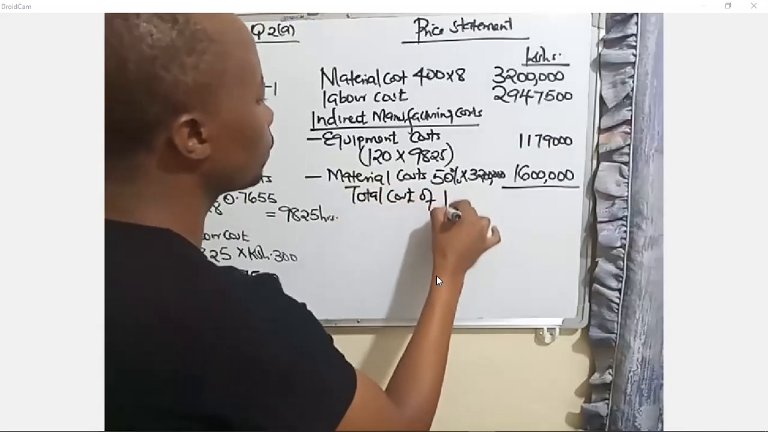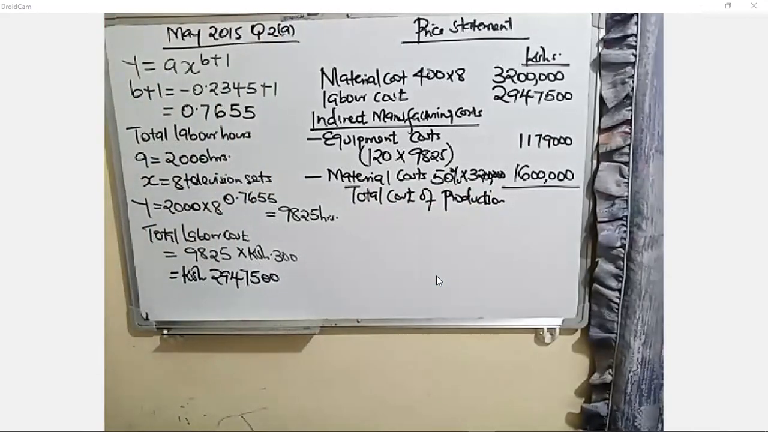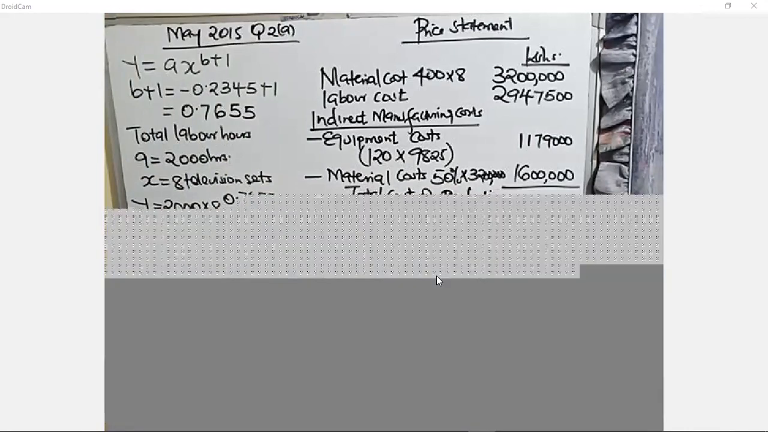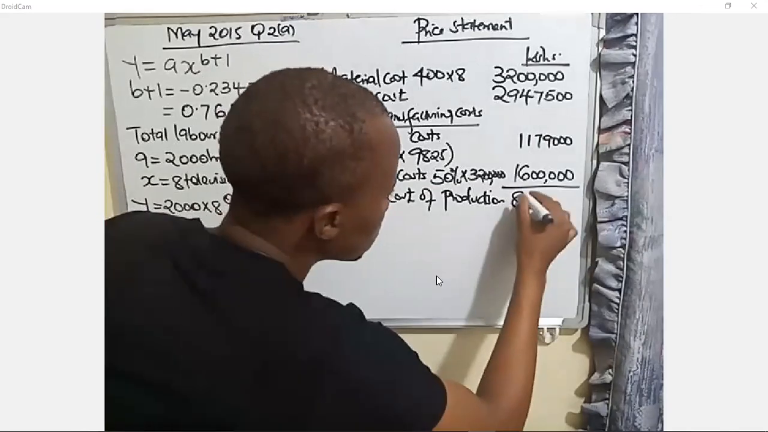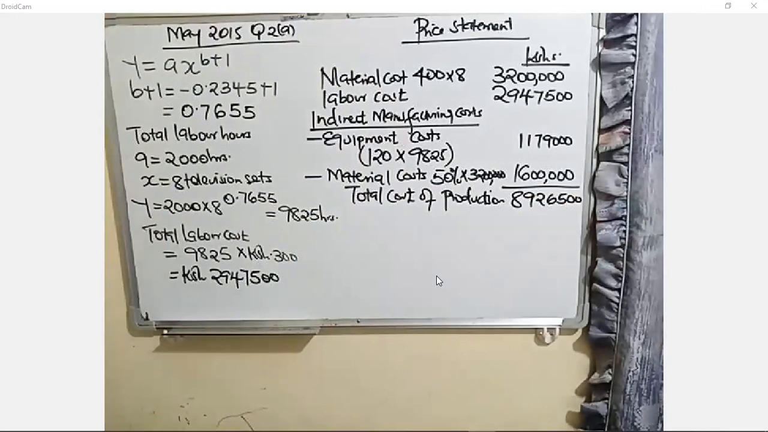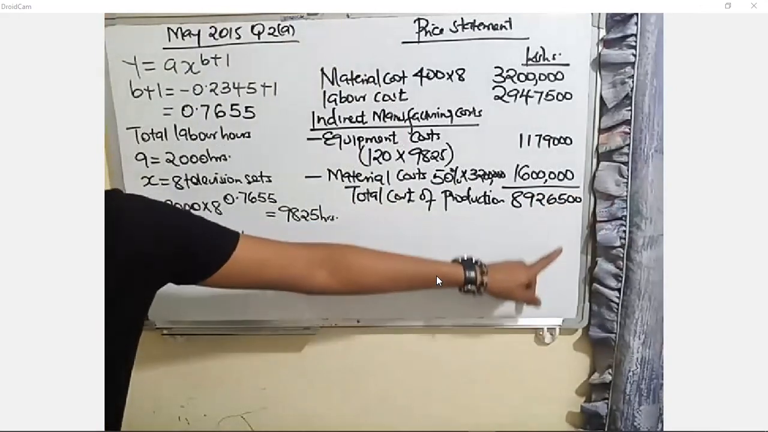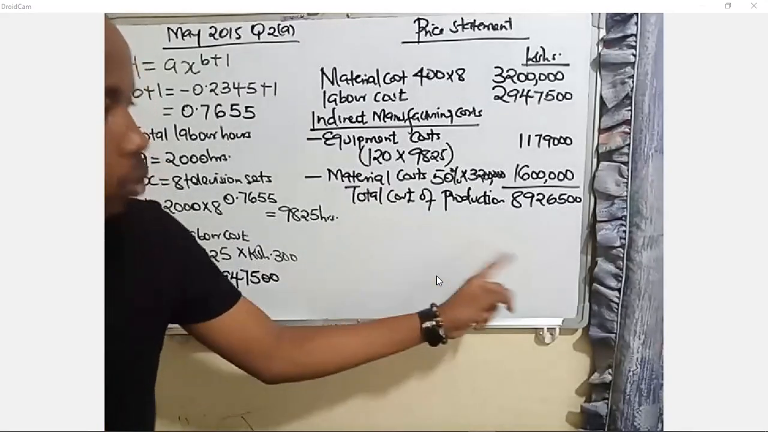What is our total cost of production? I've been told it's 8,926,500, right? So to get our selling price, since the majority of you have passed AFR, what should we add?